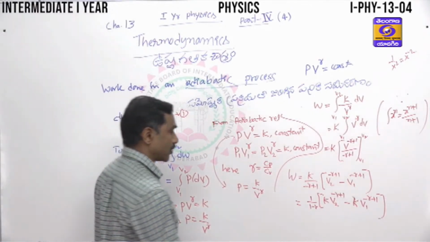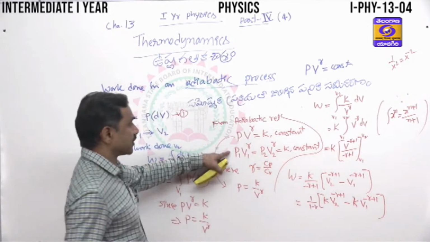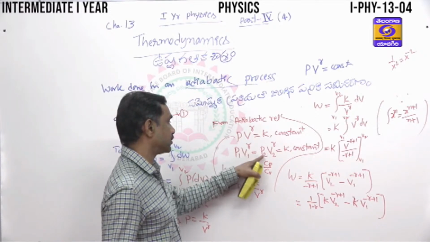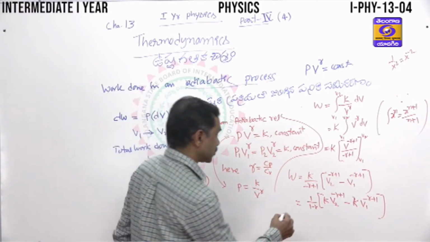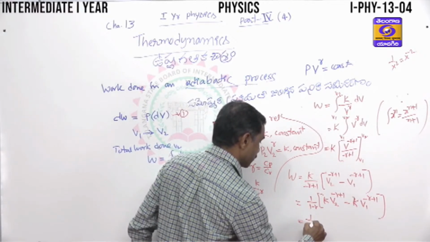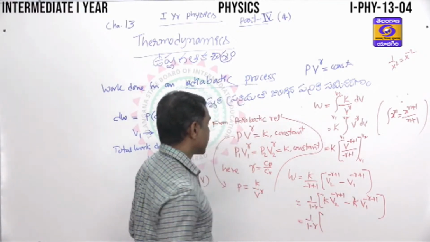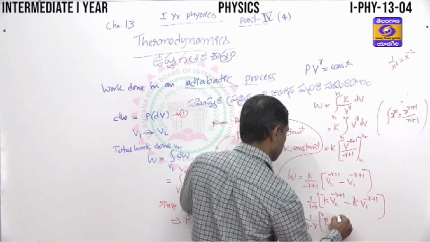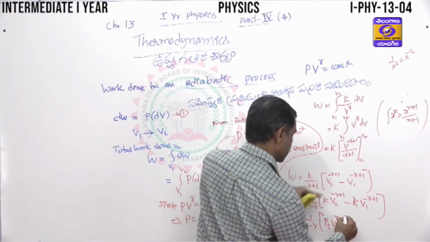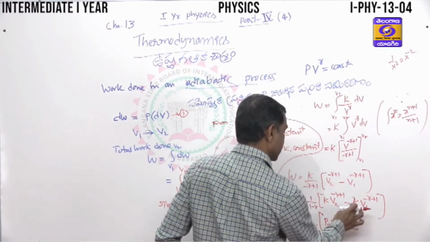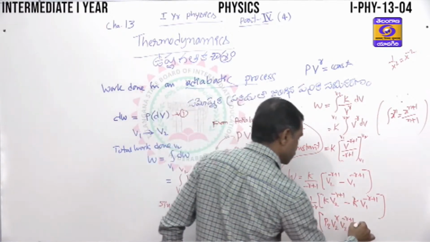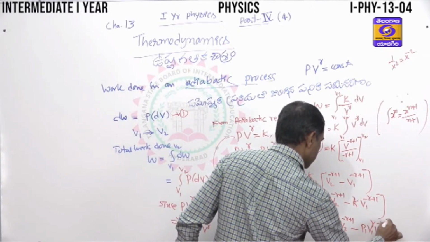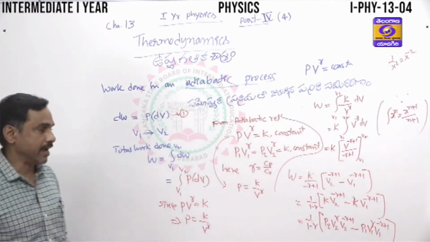Observe it carefully. Now for the K value, as we already wrote, in an adiabatic process PV power of gamma is K, or P1 V1 power of gamma is equal to P2 V2 power of gamma. Using that expression here, 1 by 1 minus gamma. Now K I'll write as P2 V2 power of gamma for the first term, and P1 V1 power of gamma for the second term. If bases are the same, powers will be added up, isn't it?